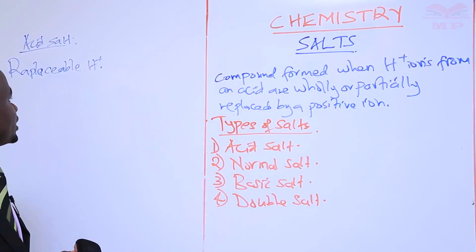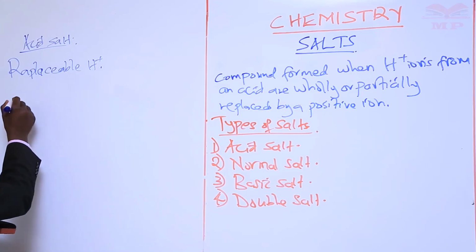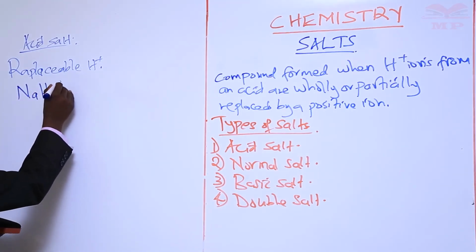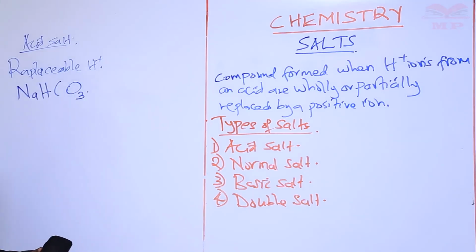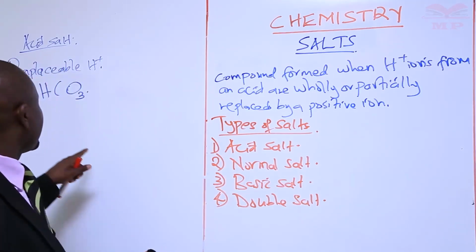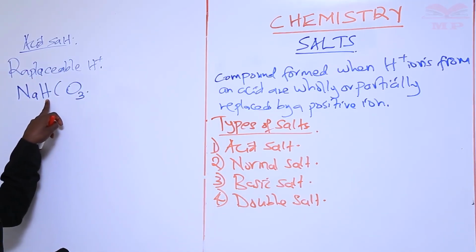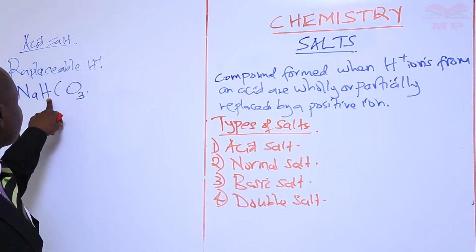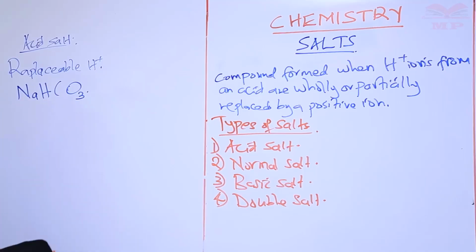So let's look at examples. For example, we have a salt such as sodium hydrogen carbonate. From the formula, learner, we can see that we have a hydrogen ion. This hydrogen ion is the one that will make this salt be called an acid salt, because it has this hydrogen ion that will give it the acidic properties.